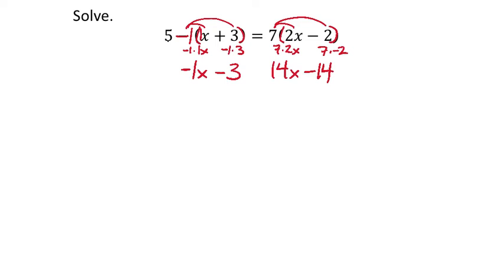Now the rest of this just drops, right? The 5 I can just drop. And also the equal sign stays in the same position. Okay, so that takes care of the distribution. That's the process: distribute, now look to combine like terms, no problem.